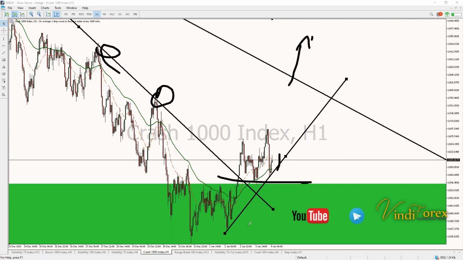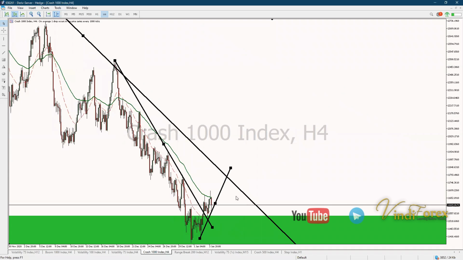Stop losses for whoever buys, depending on how tight you are. Stops obviously have to go down here. If you're more of a conservative swing trader, stops need to go down, maybe down on this previous low, especially when you're looking at it from the H4 angle. Yes, stops need to go a little bit lower.